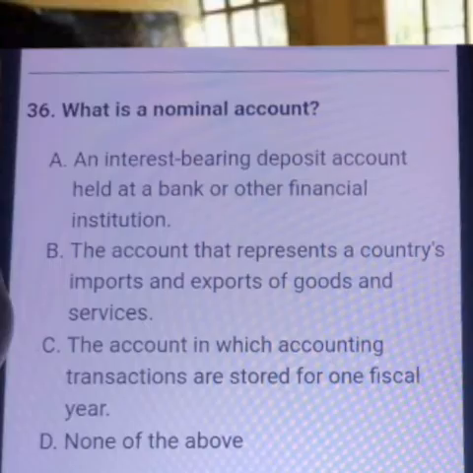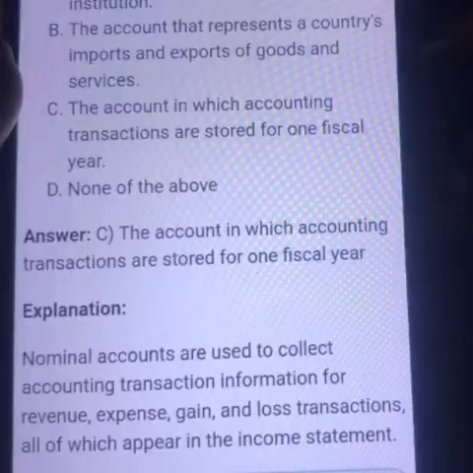Question number 36. What is a nominal account? A. An interest-bearing deposit account held at a bank or other financial institution. B. The account that represents a country's imports and exports of goods and services. C. The account in which accounting transactions are stored for one fiscal year. D. None of the above. The true answer is C. The account in which accounting transactions are stored for one fiscal year.